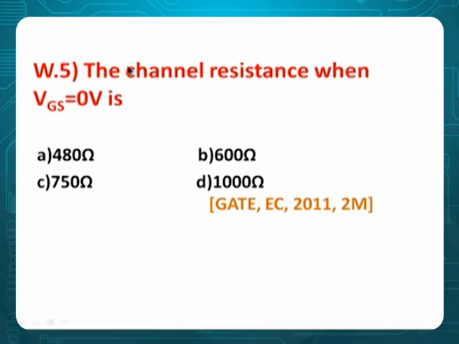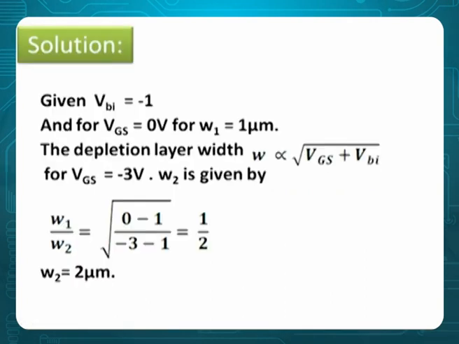The channel resistance when VGS is 0. So what is the equation for channel resistance? You see here, built-in potential is minus 1, he said. VGS is 0. W1 is 1 micrometer. The depletion layer width is proportional to the root of VGS plus VBI. VGS is 0. For VGS is minus 3, what is W2? So W1 is proportional to the root of VGS1 plus VBI.